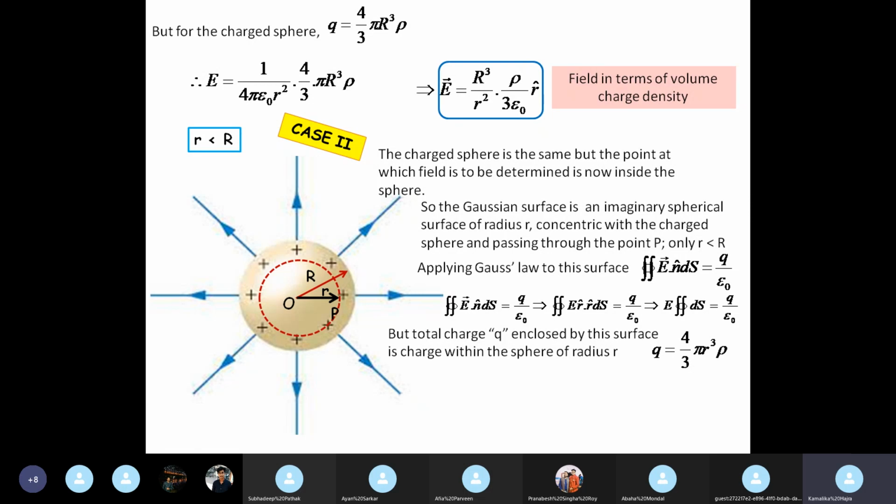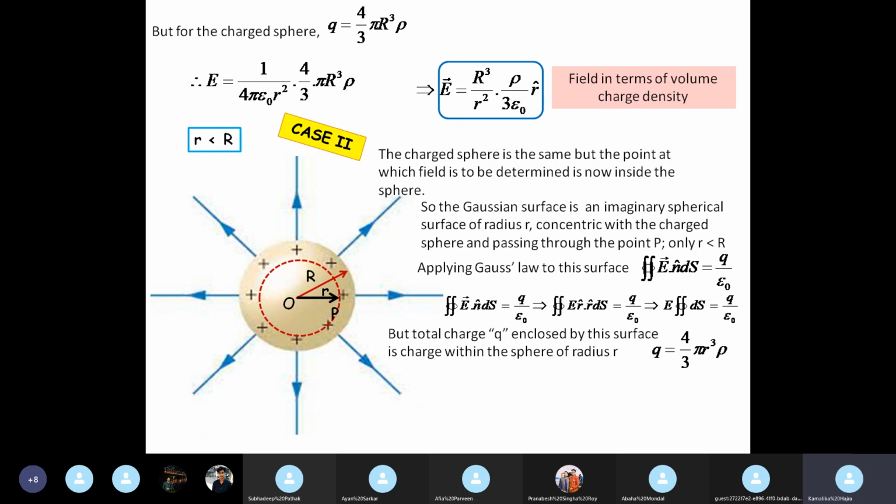Have you understood this? Everything else is the same, but since now the Gaussian surface lies inside the solid sphere, Q, the charge enclosed, is only the charge lying within this sphere of radius r. Any charge on the sphere that lies outside the Gaussian sphere does not contribute to the field at the point P.